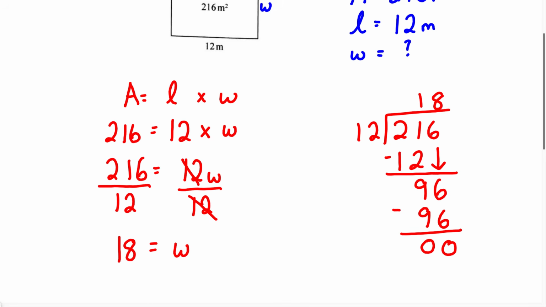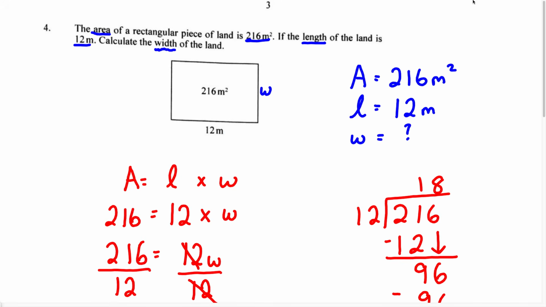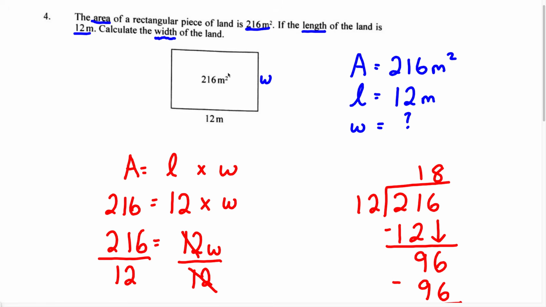So in this question, the width of this rectangular piece of land, when the area is 216 meters squared and the length is 12 meters, is going to equal 18 meters. So this is going to be our answer for this problem, 18 meters.